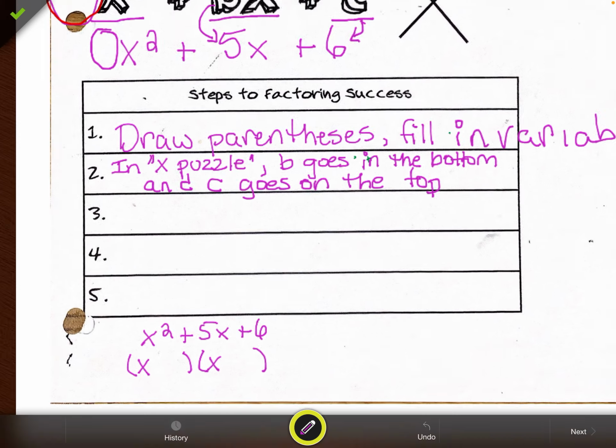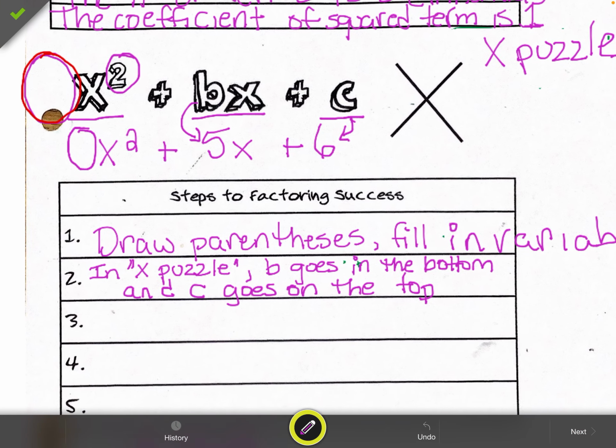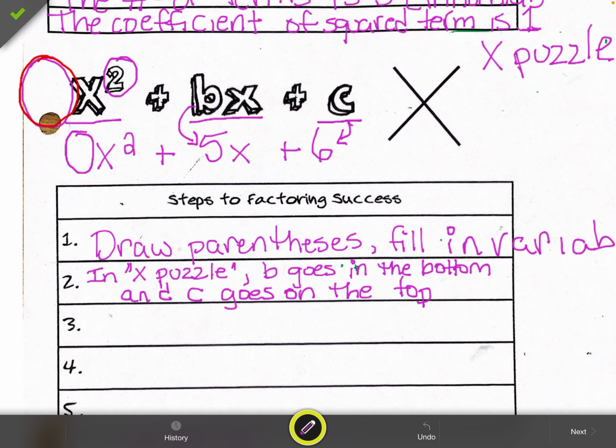Okay, so look back up here. There's my X puzzle. So we're going to put B, which we said is 5, down here. And we're going to put C, which we have said is 6, up here. Okay, so your C goes up here, your B goes down at the bottom. And if you want, this is always C, this one is always whatever number is represented by B, which is in front of just your X or your single variable.